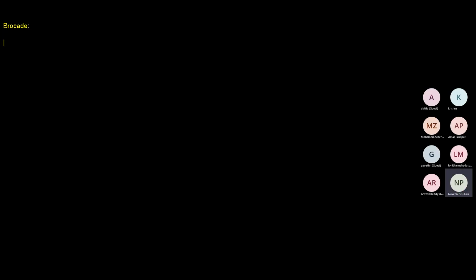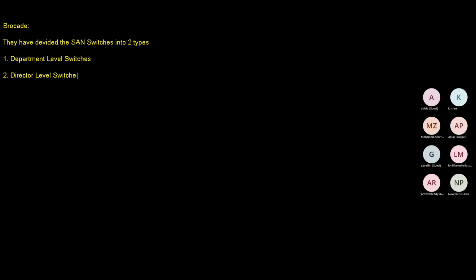So when it comes to Brocade switches, they have divided the SAN switches into two categories, two types. One is department level switches. Second one is director level switches. Okay? Department level switches and director level switches.